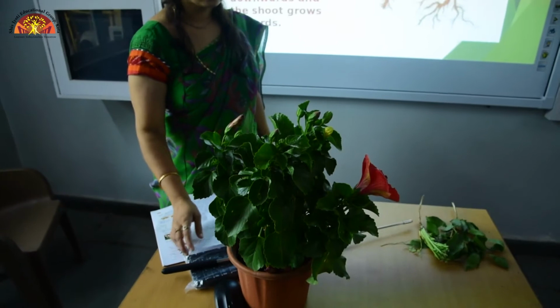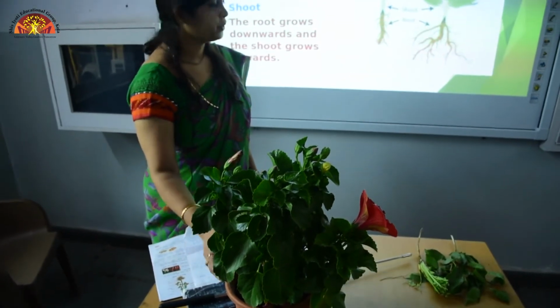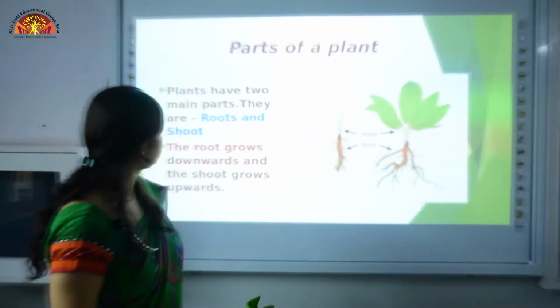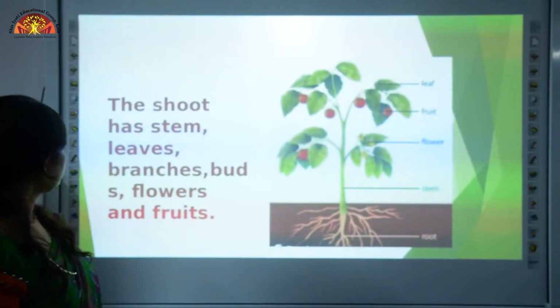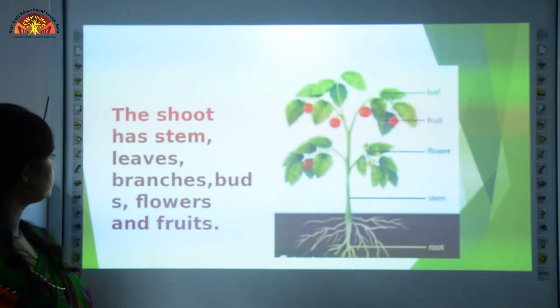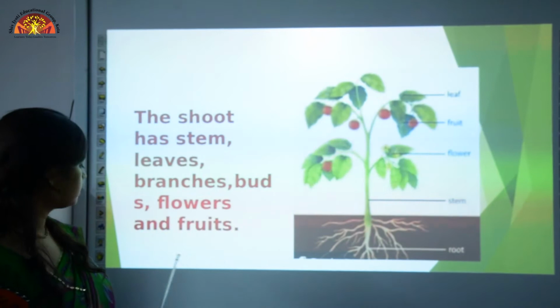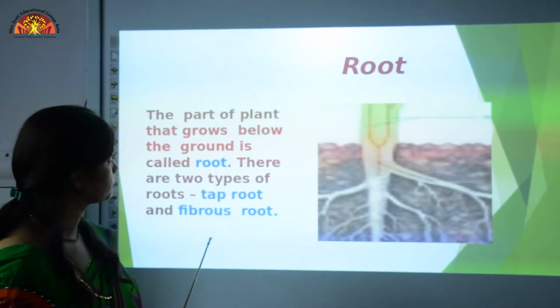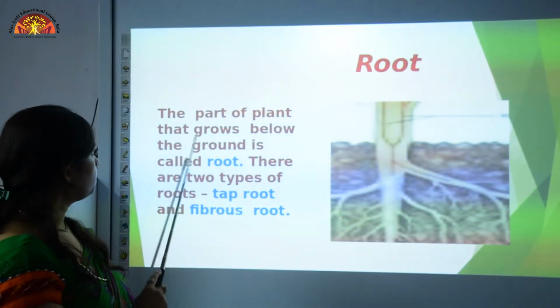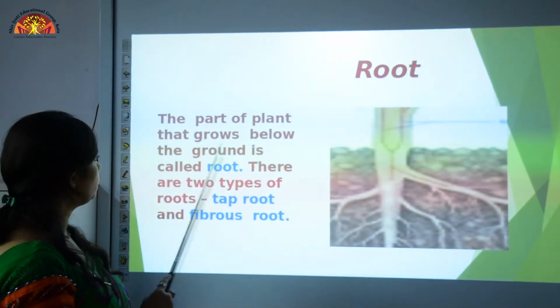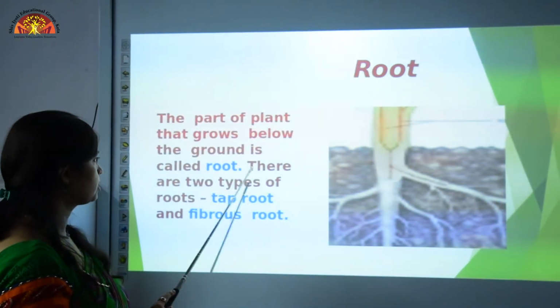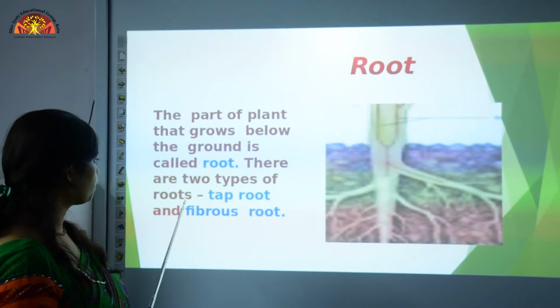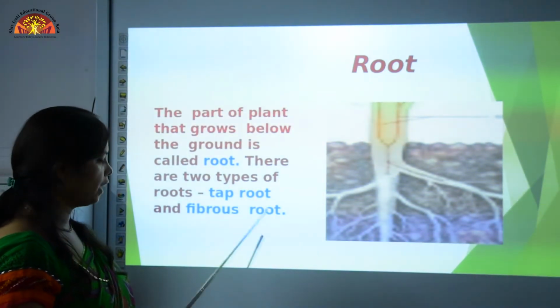Now we will discuss each of these one by one. So let us come here again. The shoot has stem, leaves, branches, buds, flowers and fruits. Now we come to root. The part of a plant that grows below the ground is called root. There are two types of roots, taproot and fibrous roots.